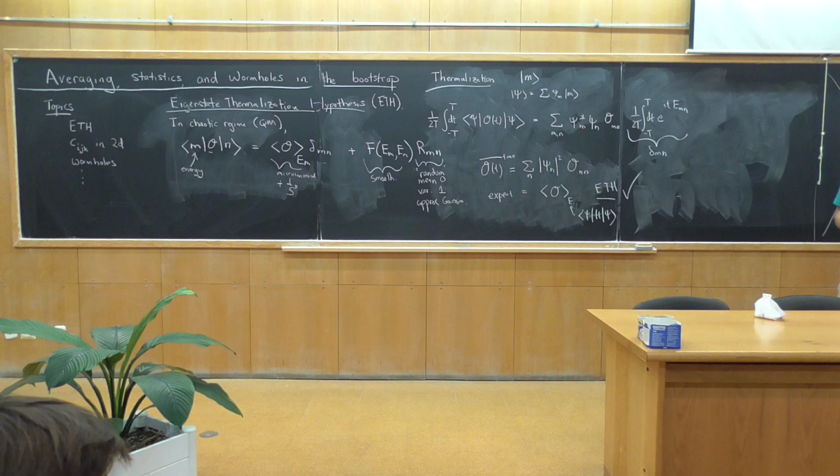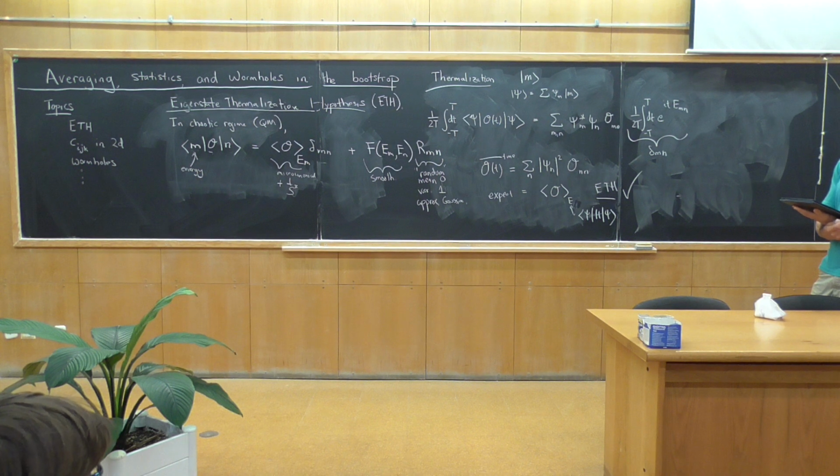I have a similar question, because you're discussing one non-trivial part of ETH, which is why the diagonal terms are so constant. But there's also the other part, which is why the off-diagonal are so small, even in very nearby energies. If you take two consecutive eigenstates, it's already exponentially small. So can we also, from this thermalization argument, understand why?